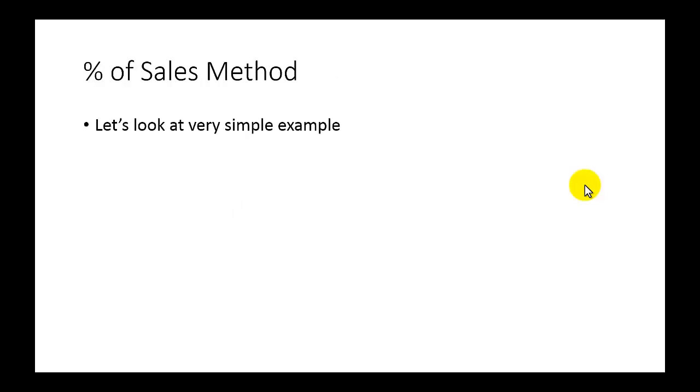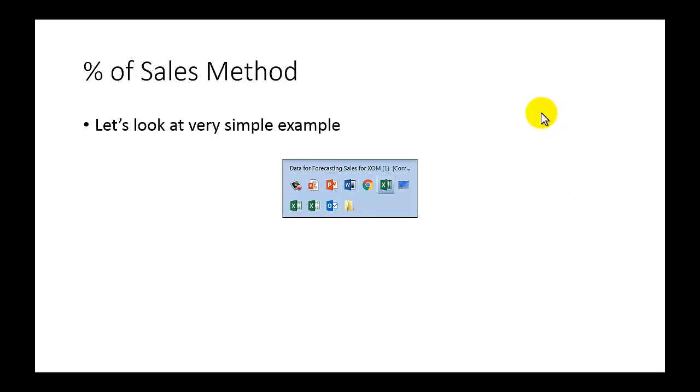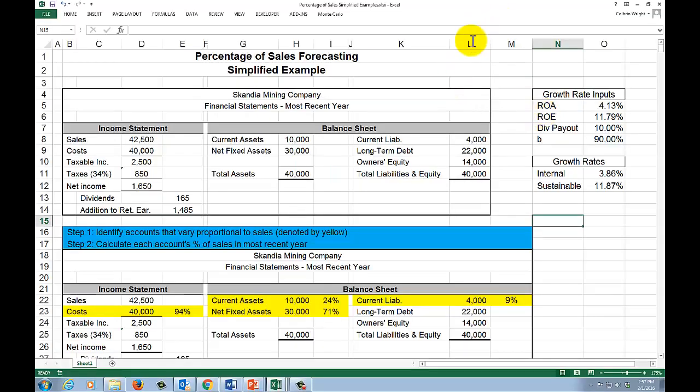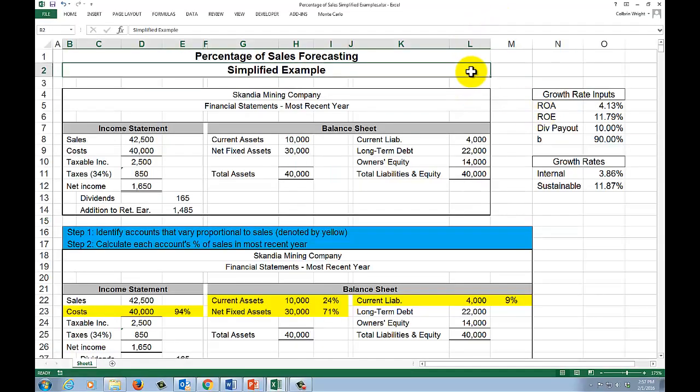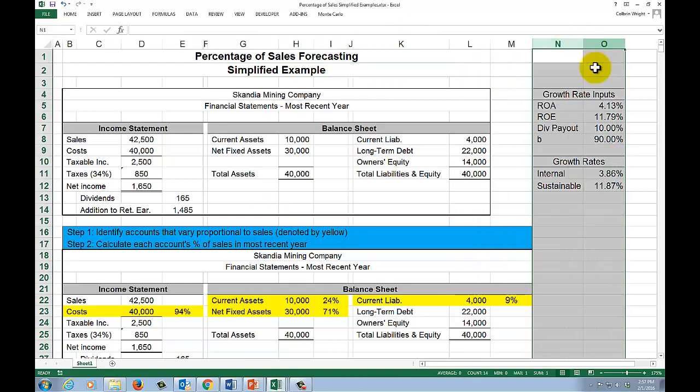Okay, so I want to show you a very simple example, just walk you through these 8 steps. I think as we go through it, the 8 steps will start to make a lot of sense. So here is our simplified example. You can ignore these things for now. We'll talk about those in a second.